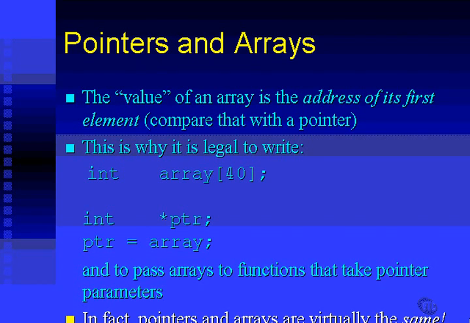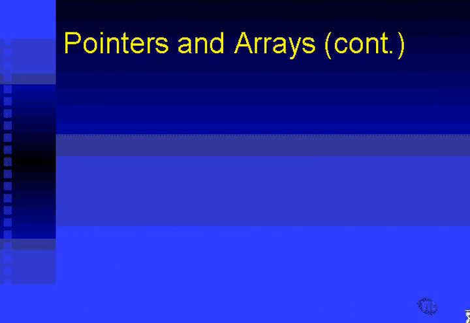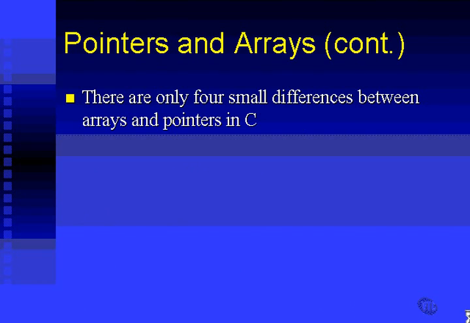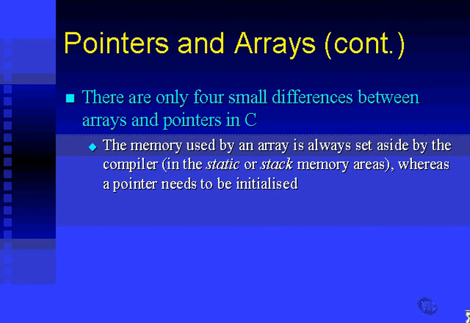However, there's some problems with this because a lot of programmers who don't know any better think that they are exactly the same, and they make some mistakes. You have to know what the differences are. Here are the differences. There are 4 of them, and they're small. The memory used by an array is always set aside by the compiler. It's either in the stack or it's in a static memory area. Doesn't matter where it is. It will be set aside by the compiler.